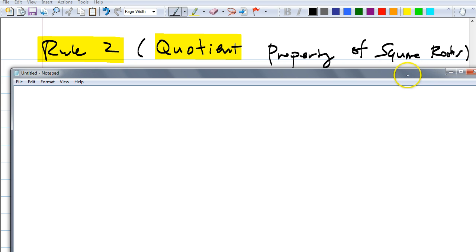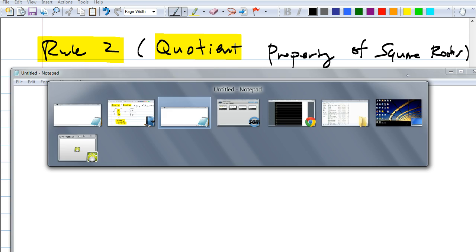So this rule 2 is called the quotient property of square roots. Okay. This is where you don't have your video. The video got cut off. Anyway, so if I have, rule 1 was the product property of square roots. What do you think the quotient property of square roots might be? Yeah, like in a square root, it's a fraction? Yeah, square root of a fraction, like square root of a over b or something like that.